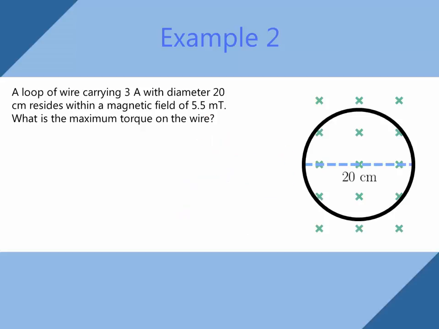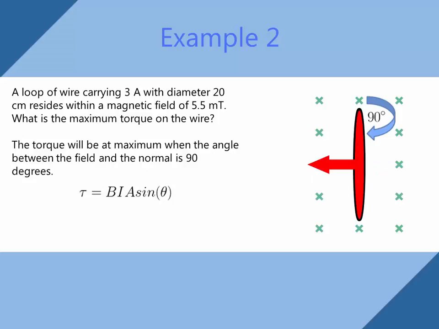In our second example, we have a loop of wire carrying 3 amps with a 20 centimeter diameter, subject to a magnetic field of 5.5 milliteslas. We'd like to know what the maximum torque will be on the wire. We know the torque will be at its maximum when the angle between the field and the normal is 90 degrees. In other words, sine of 90 degrees will simplify to 1, and we'll just have the field times the current times the area of the loop.